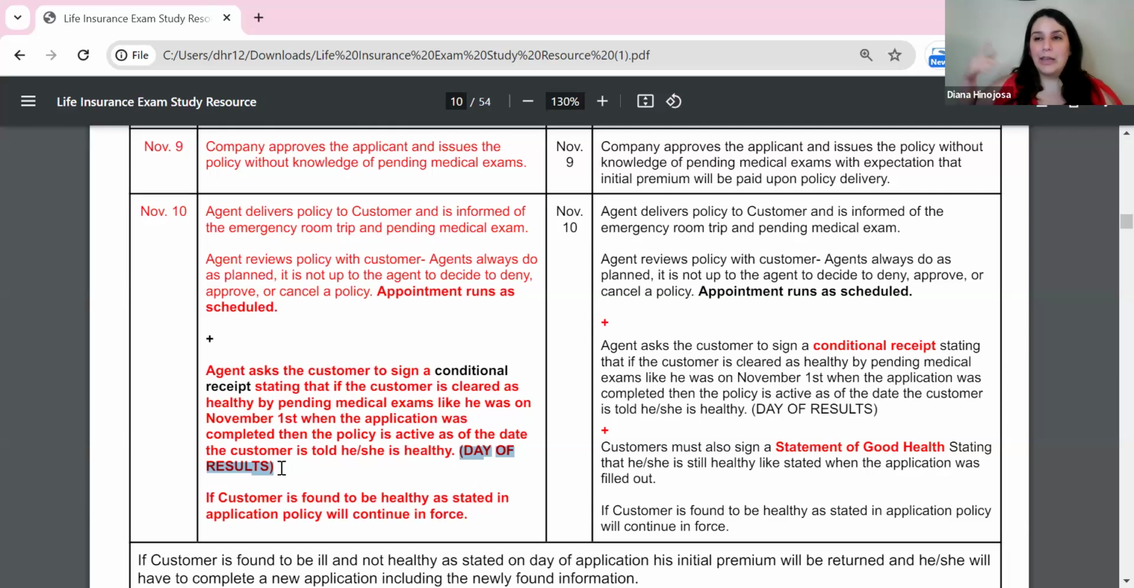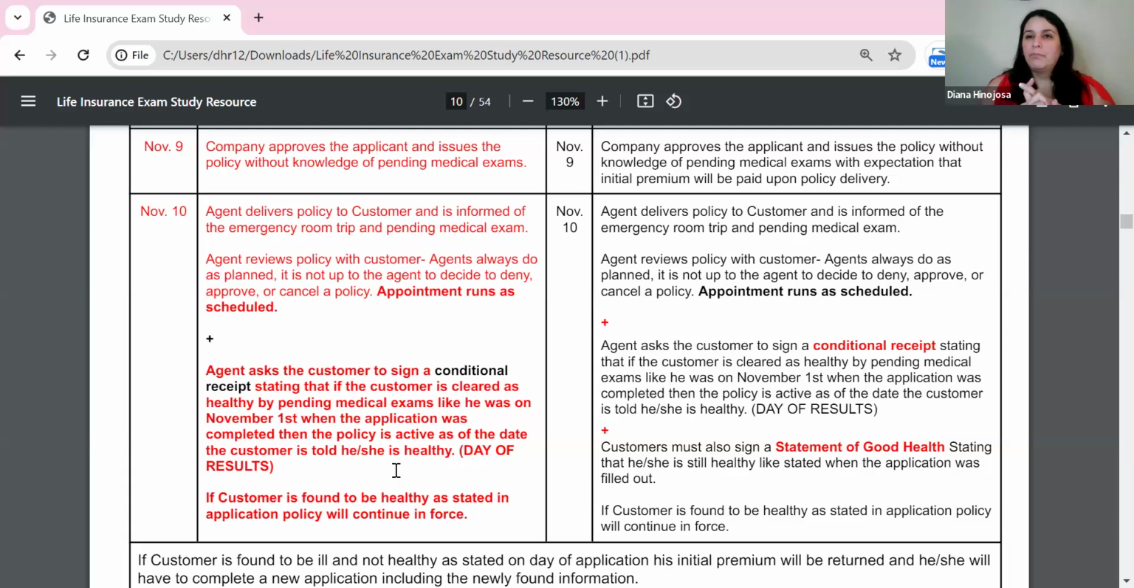Okay. And the next payment he owes will be whenever their next payment would be, maybe the first of the month. So that would be the end of that. However, if the company or the doctor says, hey, this person does have a health condition, maybe they have heart issues, we didn't take into effect the day of the application, now we're canceling the policy, he's getting his money back, we're starting over from scratch, taking into account the new health information. So that is what the conditional receipt says.